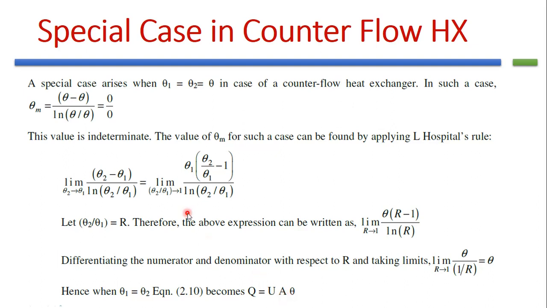For LMTD being 0, or for temperature differences in counterflow exchangers to be 0, the heat transfer Q is given as Q is equal to UA theta, where theta can be either theta 1 or theta 2.